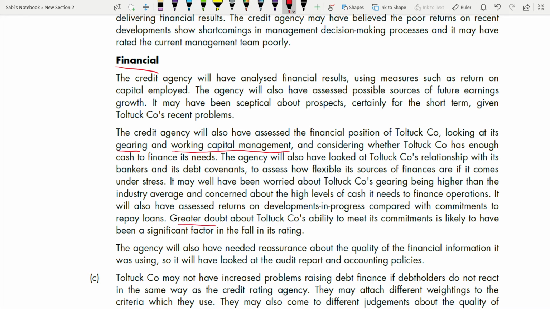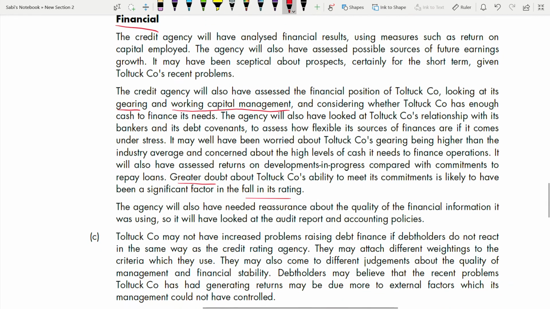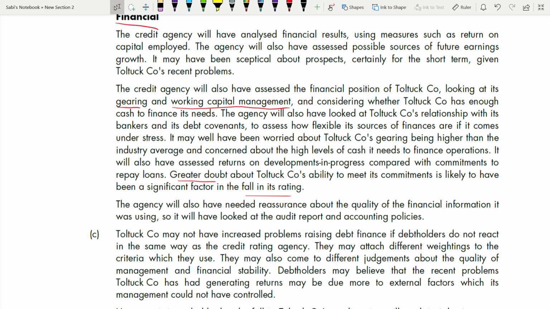So here is the reason they are giving for why the rating fell from AA to triple B. One could be that they are having difficulty in meeting their commitments to pay back their debt. Now, the agency will also have needed reassurance about the quality of the financial information it was using, so it will have looked at the audit report and accounting policies.